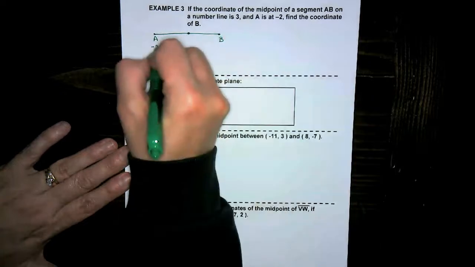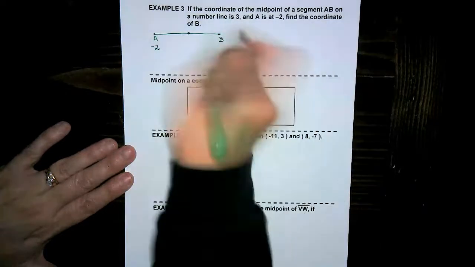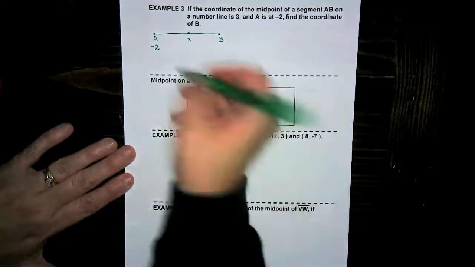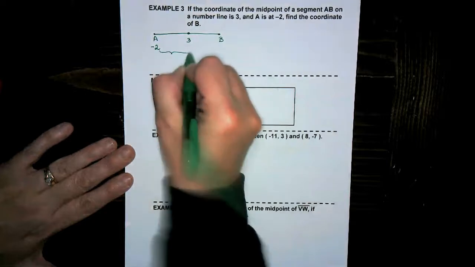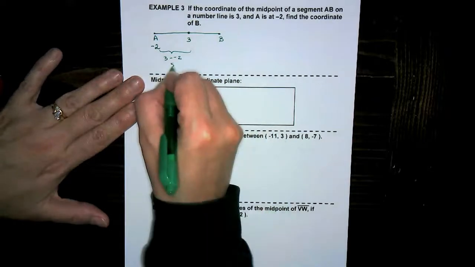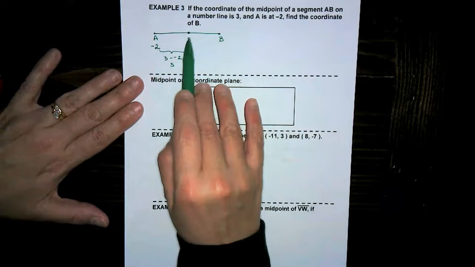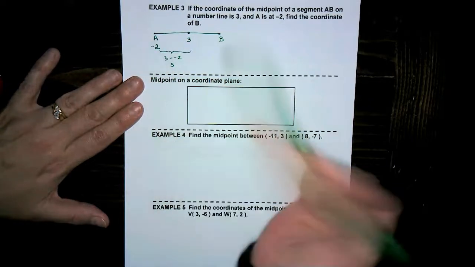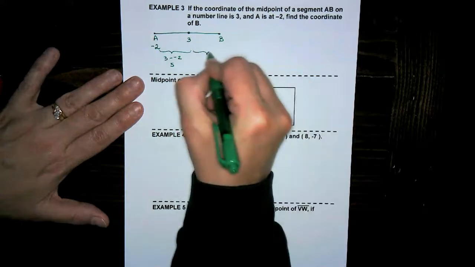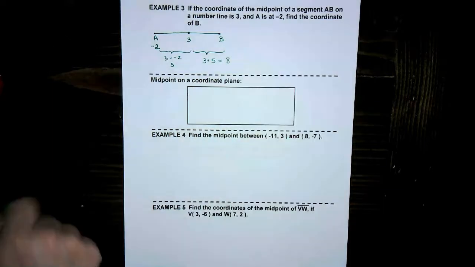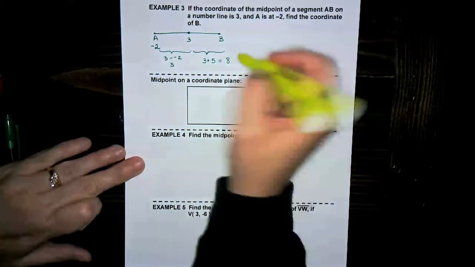So A, we're told, is at -2, and the midpoint is at 3. So I think one of the easiest ways to do that is to figure out how far it is from here to here. So from 3 to -2, I'm going to subtract those. From 3 to -2 is 5. So I know that from this endpoint to the middle is 5. I need to go from the middle to this endpoint and let it be 5 as well. And so I'm going to take the midpoint and add the 5 and I get 8. So the coordinate for B is 8 here.